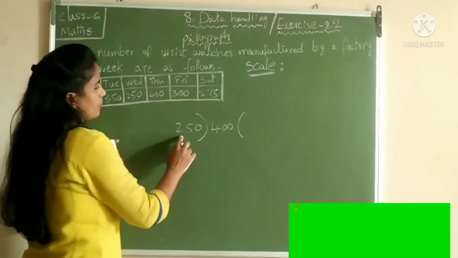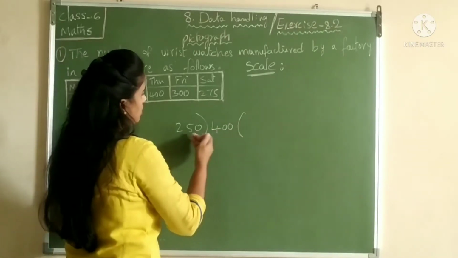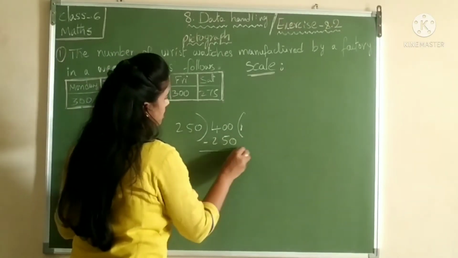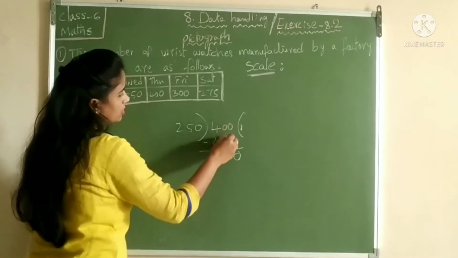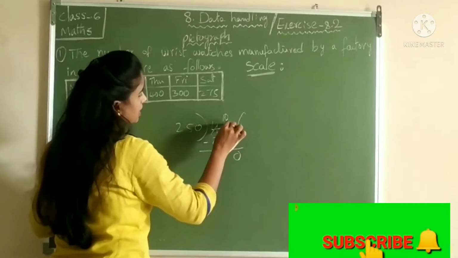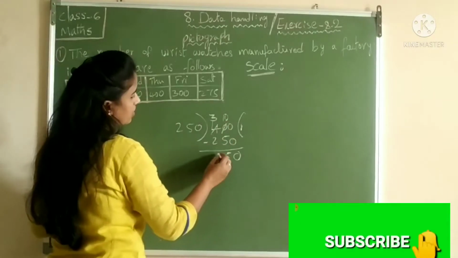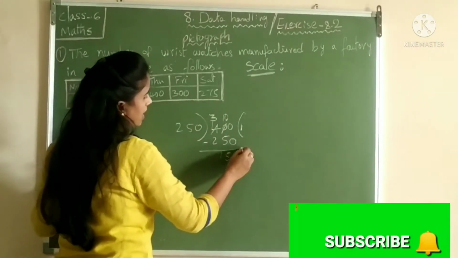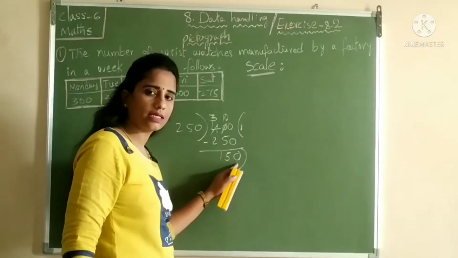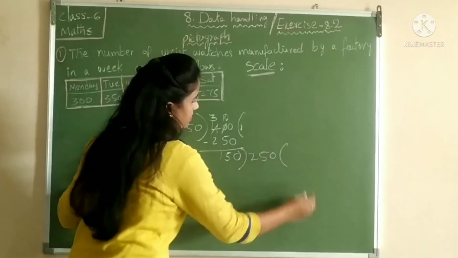Okay. See, 250 ones are 250. 250 twos are 500. Don't go till 2. 250 ones are 250. Now subtract. 0 minus 0, 0. 0 minus 5, we can't subtract. So borrow 1 from 4. It becomes 10, and the 4 becomes 3. 10 minus 5, 5. 3 minus 2, 1. And again, take 150 as a divisor and 250 as a dividend.